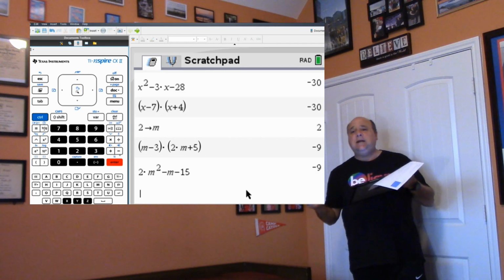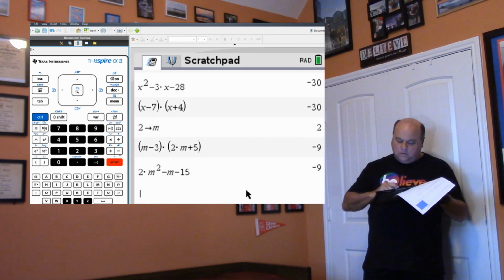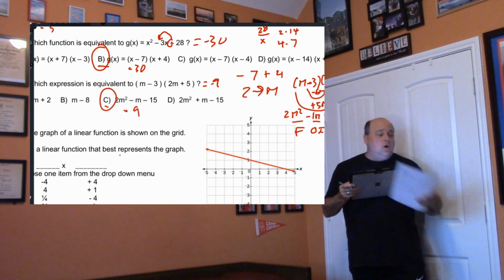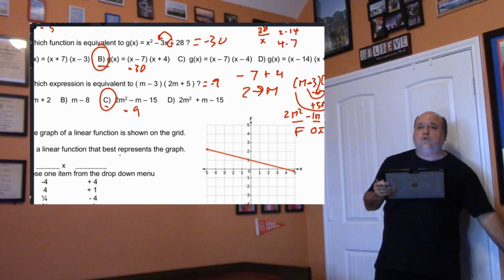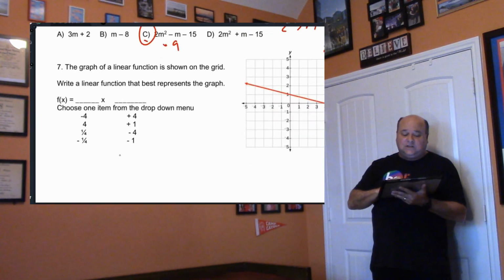Ding, ding, ding, negative 9. Isn't this easy? So go to your paper. This is equal to negative 9. It's the right answer. You don't have to know how to do the arithmetic if you can store these, okay? Very important, though, that you're kind of aware of how the process works.